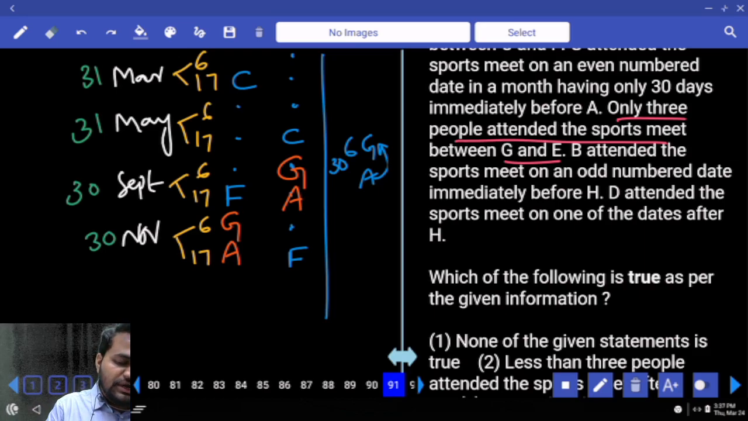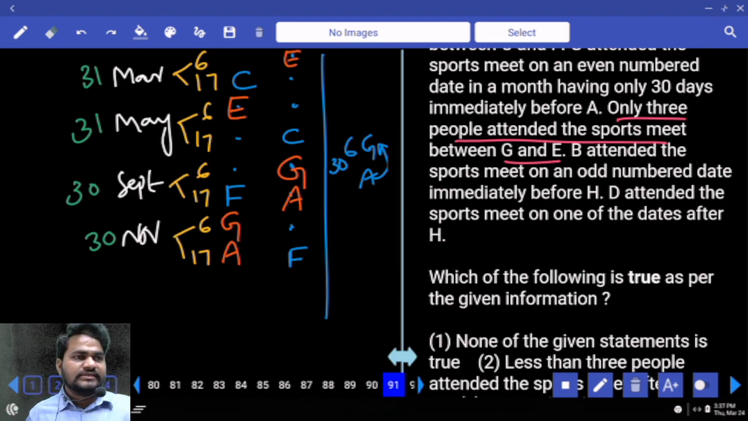Only 3 between G and E. 1, 2, 3. Next, E is required. So E is on May 6th. Next, 1, 2, 3, E is not possible. 1, 2, 3, E is on May 6th.